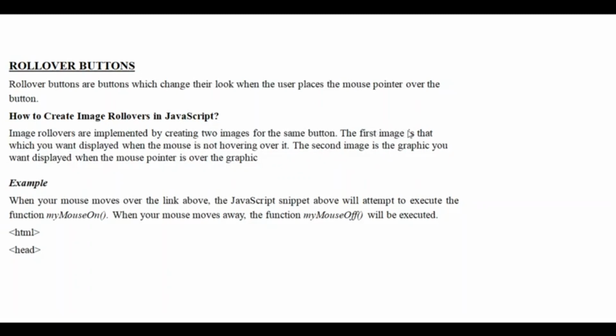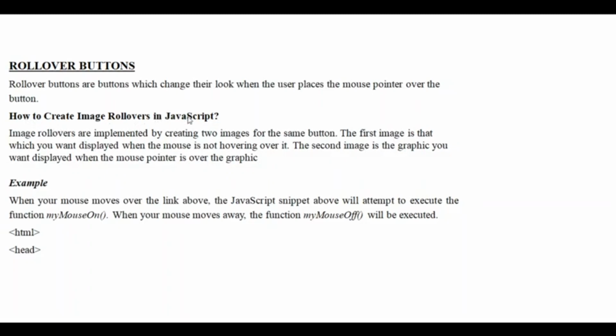The first image is that which you want displayed when the mouse is not hovering over it. So, the first image will be displayed whenever the mouse pointer is away from the button. The second image is the graphic you want displayed when the mouse pointer is over the graphic. So, the second image will be displayed when the mouse pointer is placed on the button. This is the image rollovers.